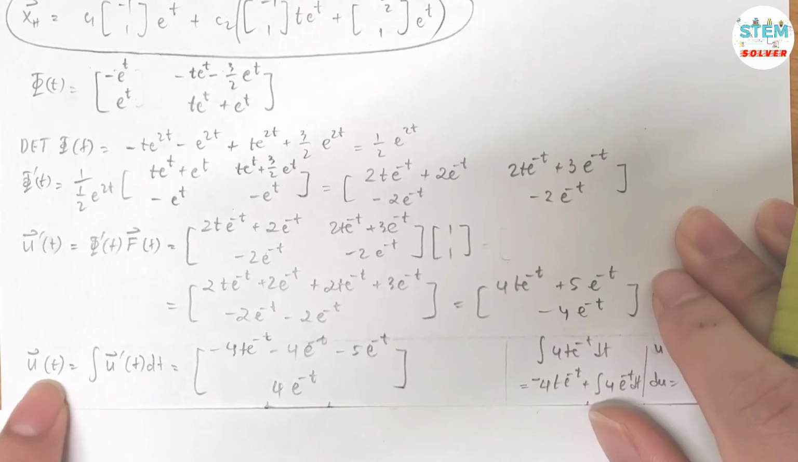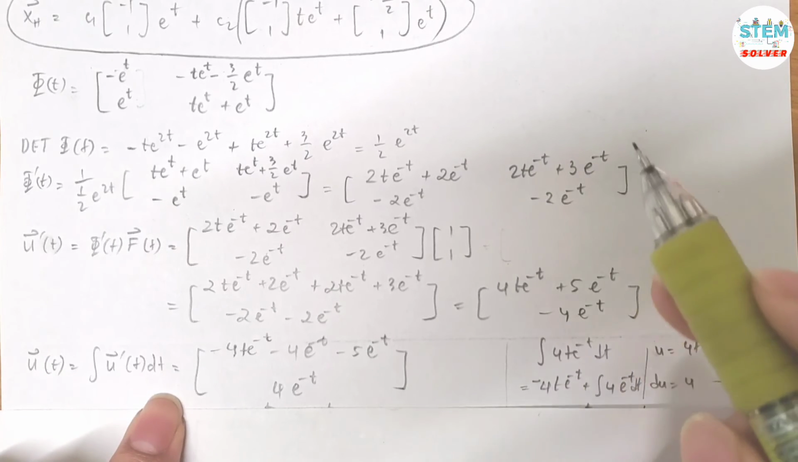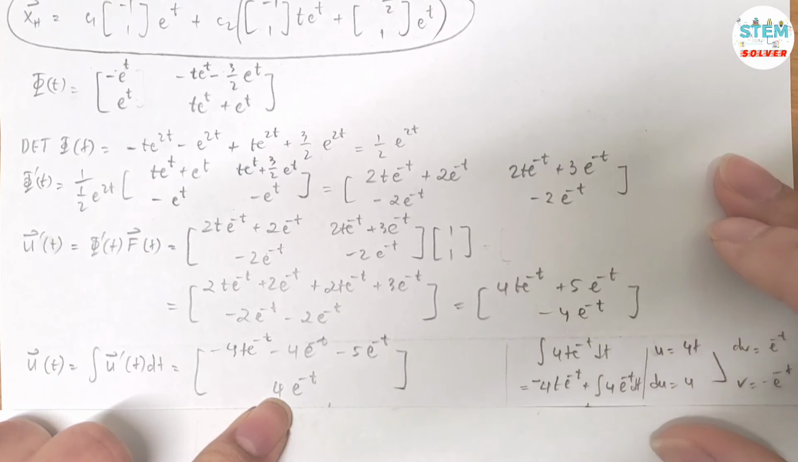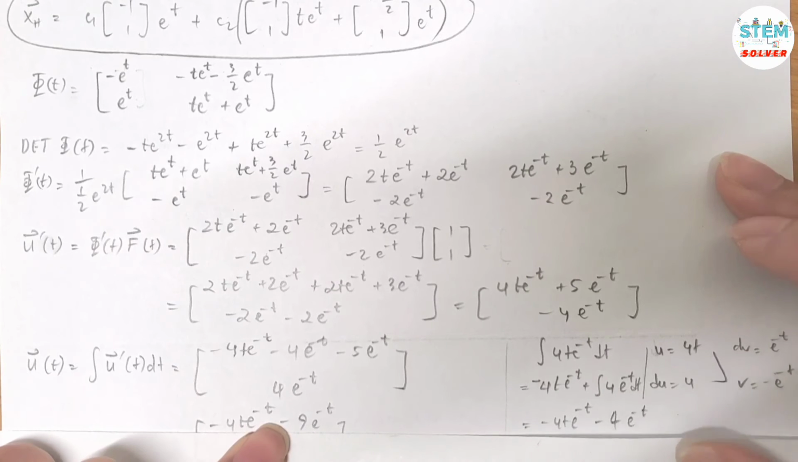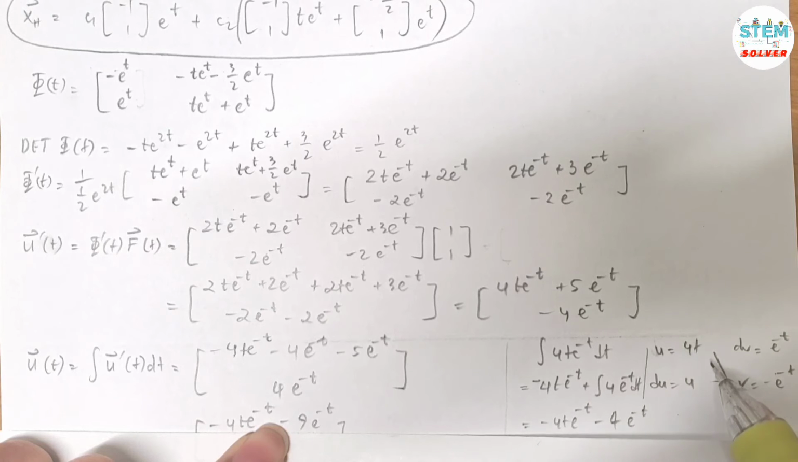Right, now it's time to find the integral of u prime. Okay, so take the integral of this one, it gives you this matrix. So down here I also walk you through how to solve for the integral of 40 t e to the -t. Okay, so use integration by parts method. Let u equals 4t, du equals 4, dv equals e to the -t, v equals -e to the -t. Okay, and then work it out.